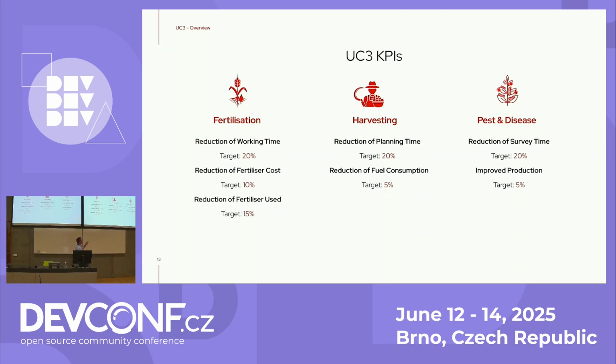So then we have the use case KPIs. So really, this is all about reducing the actual time it takes to carry out these processes. Obviously, we also want to reduce the amount of resources that the farmers have to use. Reducing the amount of resources reduces the costs and usually improves production.